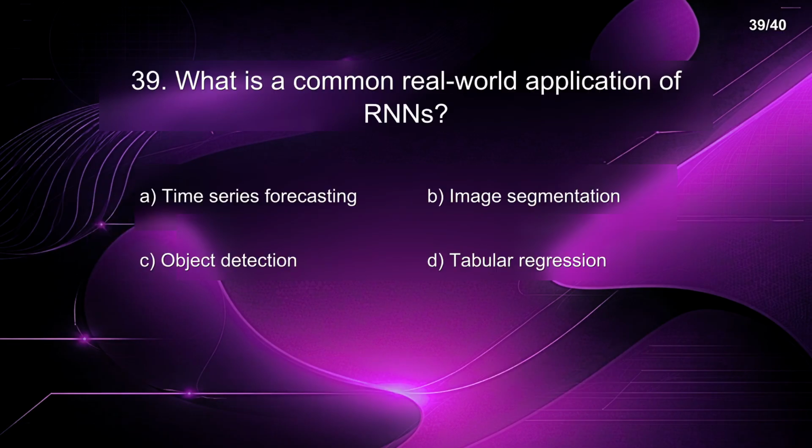39th question. What is a common real-world application of RNNs? A. Time series forecasting. B. Image segmentation. C. Object detection. D. Tabular regression. Correct answer is A. Time series forecasting.